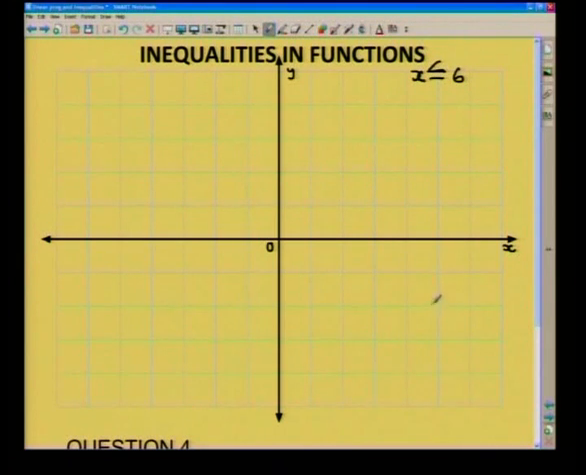All right, so let's have a look at inequalities in the functions. So how would I draw this graph? If I was drawing x equals 6, how would it look? Well, we would go, first of all, we'd mark our axis. So 1, 2, 3, 4, 5, 6. And you don't have to mark in everything, just some of the stuff. Okay, now that's a perfectly respectable axis.